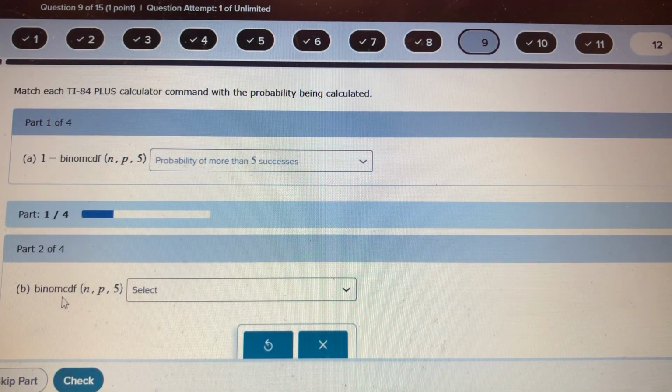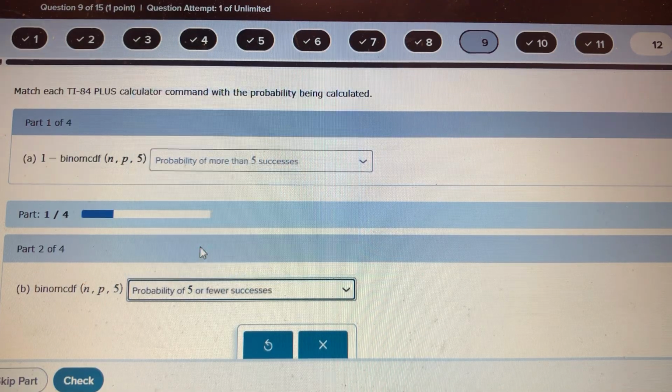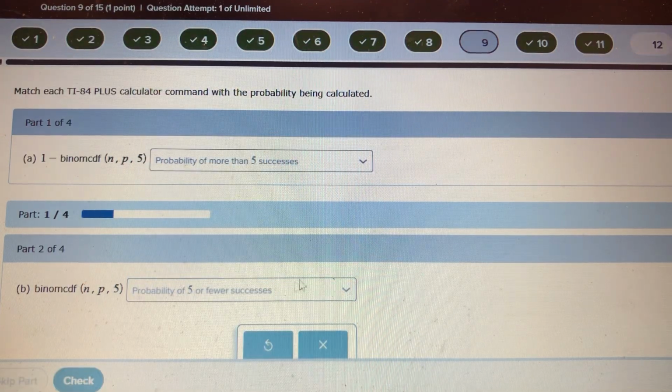But if you do binom CDF with a 5, that's 5 or less. If you do a CDF, it does that number and less. So this is 5 or fewer. That's what CDF is built to do.